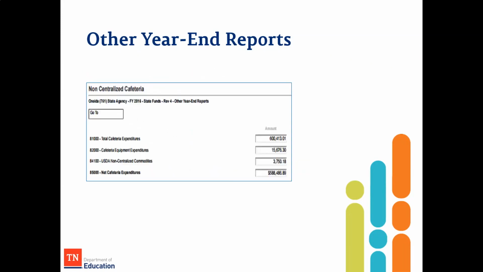This is an example of what that non-centralized cafeteria looks like. You can see the equipment expenditures for cafeteria, and the commodities, and then you have a net amount at the bottom.